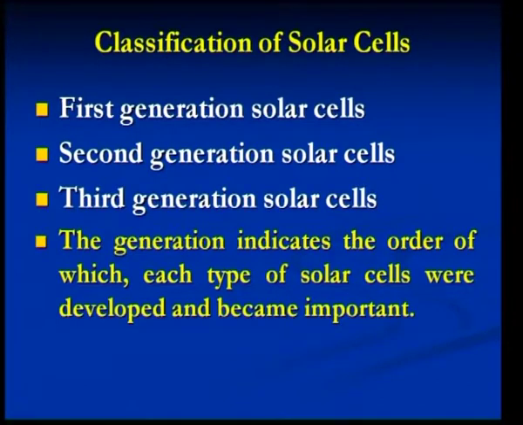If we look into the history, how these solar cells have developed over a period of time, they can be classified into different generations: first generation, second and third generations of solar cell developments. The generation actually indicates the order in which each type of solar cell was developed and how they became important in terms of cost, efficiency, operation, everything we can discuss, and hence there is a difference between each generation that has been developed over a period of time in our history.